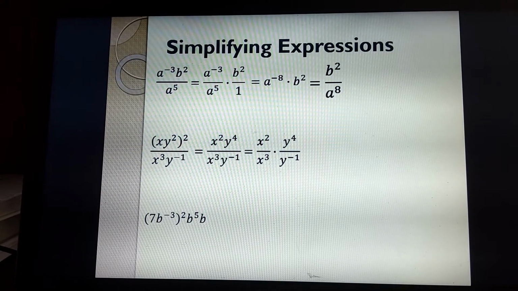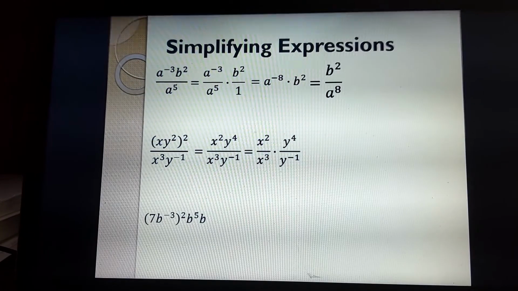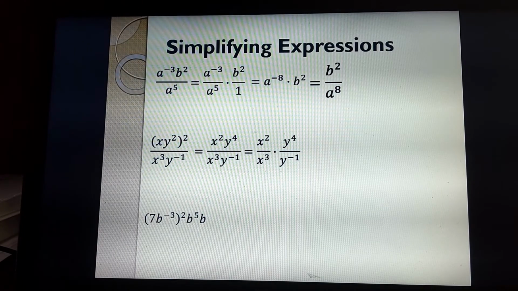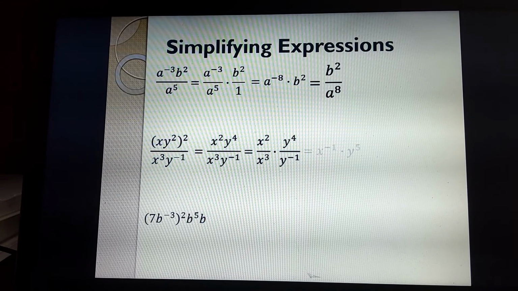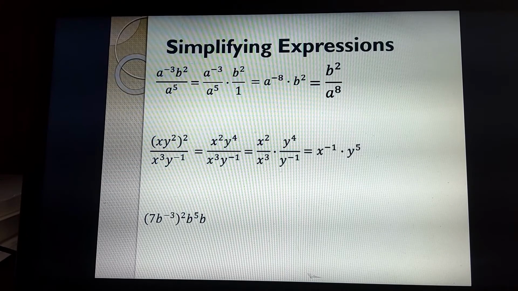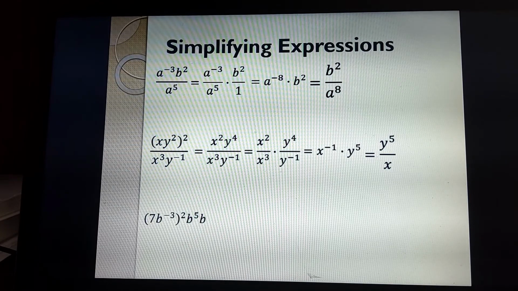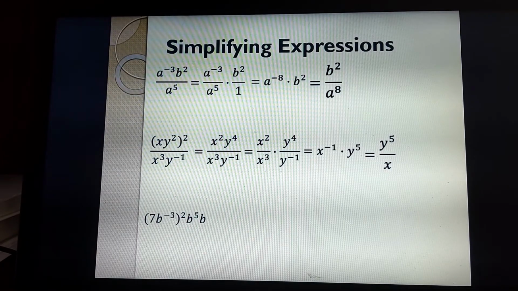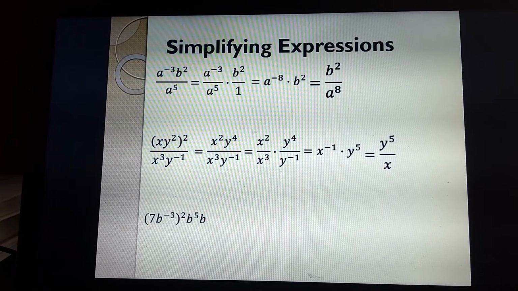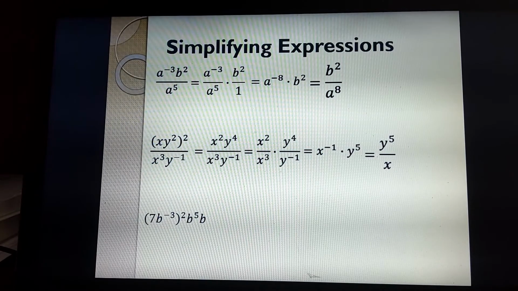X squared over x cubed, same base, keep the base, subtract the exponents. So 2 minus 3 is negative 1. I get x to the negative 1. Y to the 4th over y to the negative 1. Keep the y. 4 minus negative 1 is the same as 4 plus 1. So I get y to the 5th. Now my x to the negative 1 can't stay negative, so I've got to shove it to the bottom. So my 1 becomes positive. When I have a positive 1 as a power, I don't have to write it down. If you want to write it down to make it y to the 5th over x to the 1st, that's fine. I will not mark you off for it.